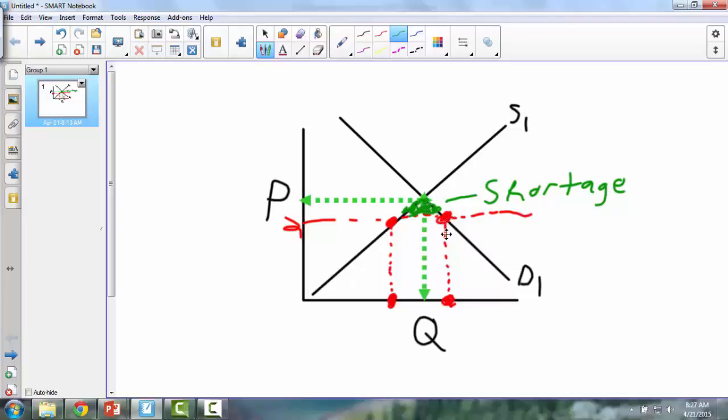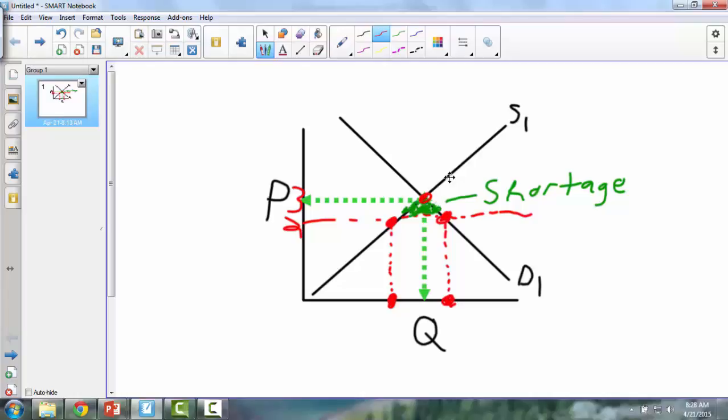So class, here's my question to you: what should be done to reduce or to eliminate this shortage? Remember, equilibrium price is right here. This is where we should be. But because quantity demanded is greater than quantity supplied, we're way down here at this $2 price. Equilibrium price should be $3 according to market forces, but for numerous reasons, it's down here at $2.